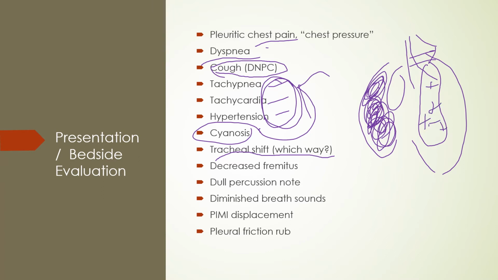And this is if they were in positive pressure ventilation. So it's going to go towards the opposite side. Decreased firmness, of course. Dull percussion note, very flat because there's a lot of fluid going on here. Breath sound is going to be very distant or diminished. Point of maximal intensity might be displaced, especially if they have pretty large pleural effusion. Pleural friction rub, especially in more of your exudative pleural effusion.